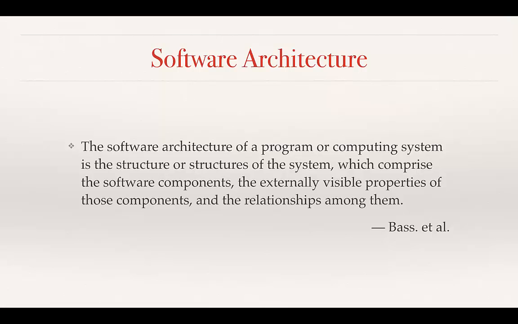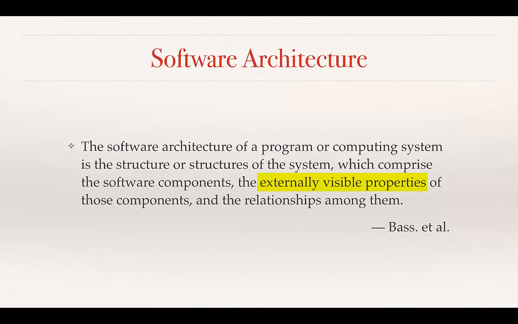Before we discuss architectural styles, let's review what an architecture is, namely the high-level view of the structure of the system, which is made up of the software components and the relationships between them. The phrase externally visible properties refers to what components can assume about one another.